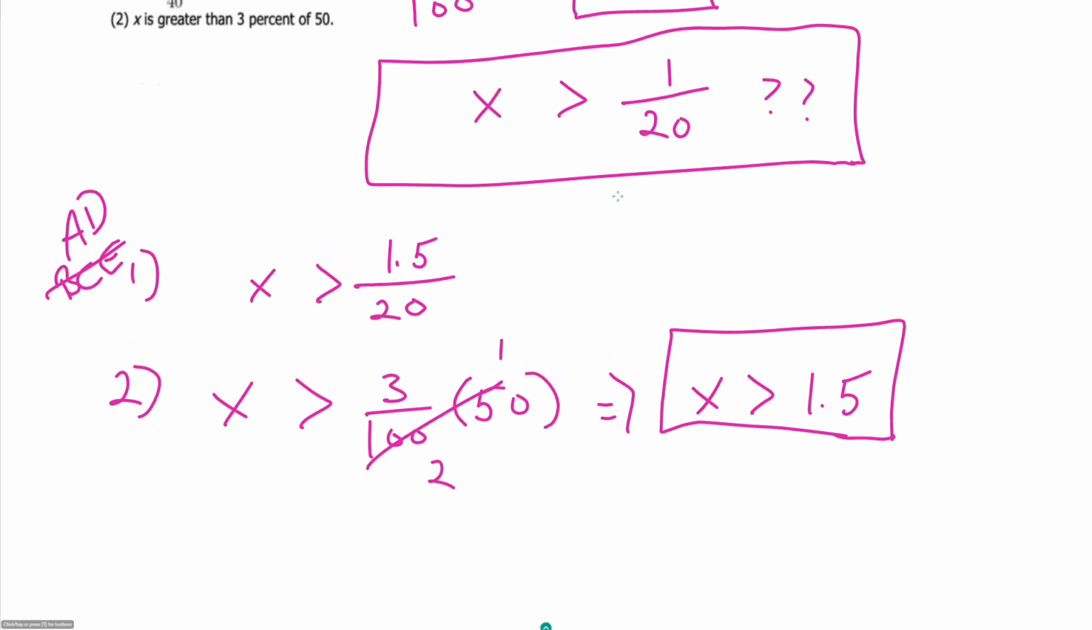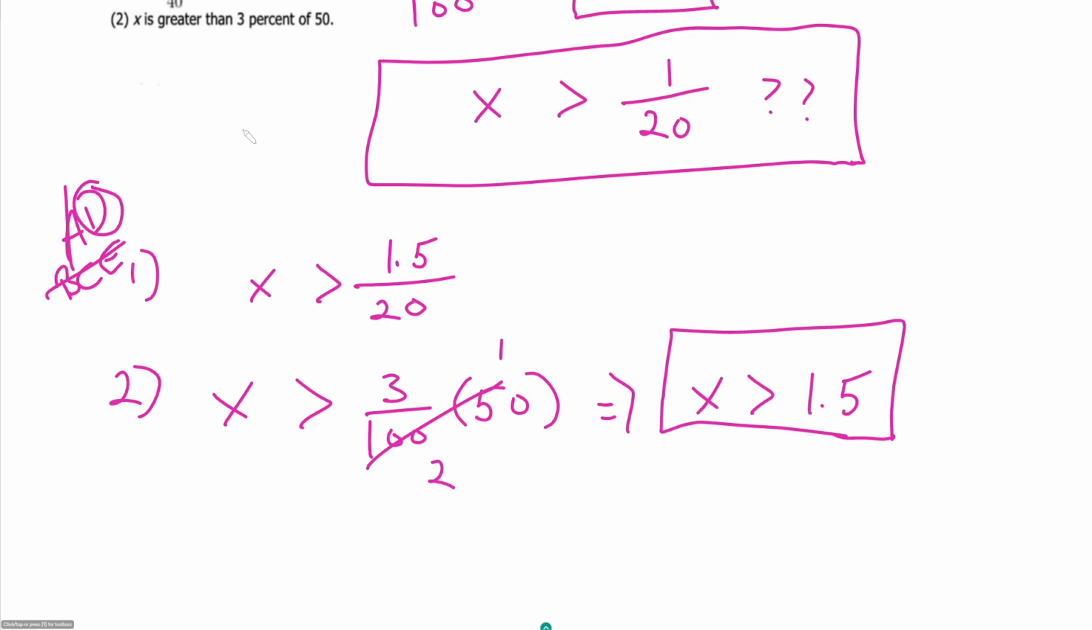And so if our question is asking that, is x greater than 1 over 20? The statement tells us x is greater than 1.5. Well, 1.5 is much bigger than 1 over 20. This sort of took me aback for a second, I would say, because usually the values are actually kind of close. Here, not so much. So statement 2 is also sufficient, and our answer is D.